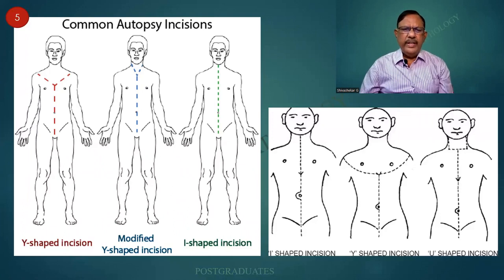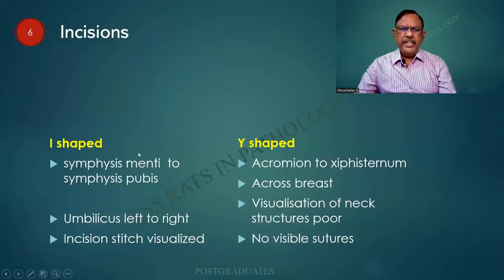Now, what are the advantages and the disadvantages of each of these? This will be of great importance because unless we know that, we will not be able to remember it. But once you know that, it is a child's play. The I-shaped incision, for example, this is it. Umbilicus is left to the right, and the disadvantage here is the stitch will be visualized, particularly in the neck. You will be able to see the stitch.